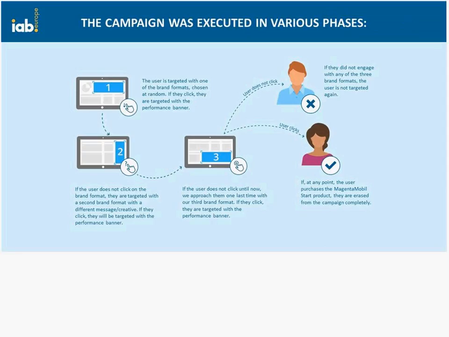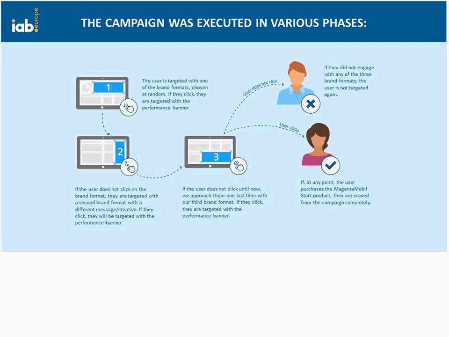The campaign was executed in a few different phases, and I'll just walk you through that now. Initially, the user is targeted with one of the brand formats, chosen at random. If they click, they're targeted then with a performance banner, pushing them further down towards reaching those KPIs and those goals.